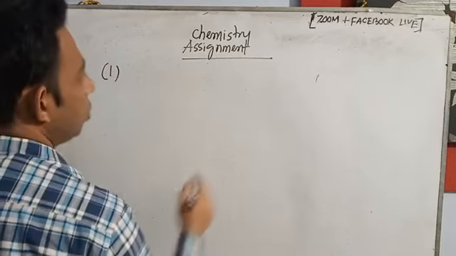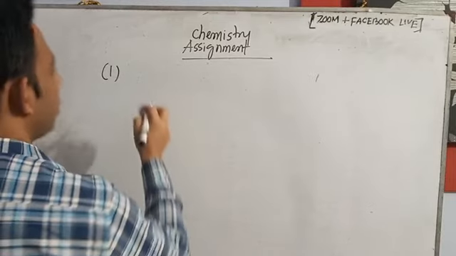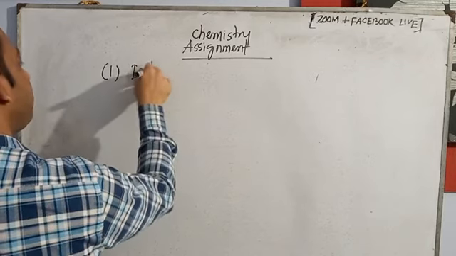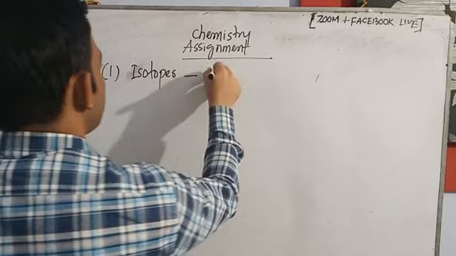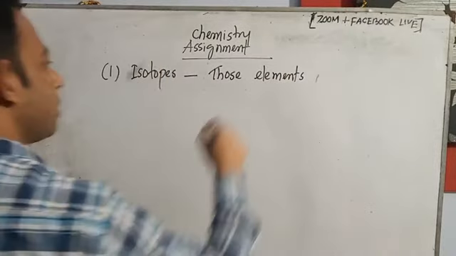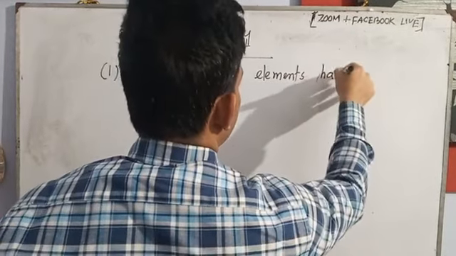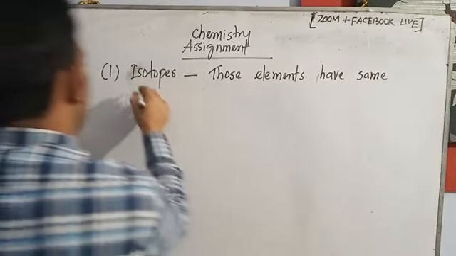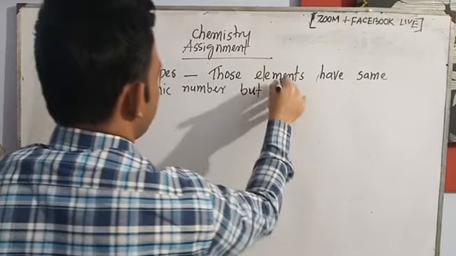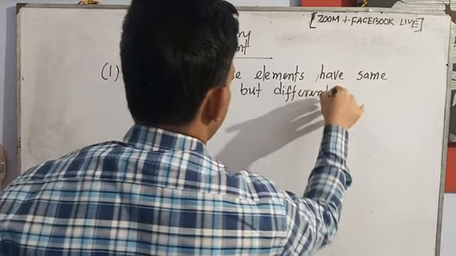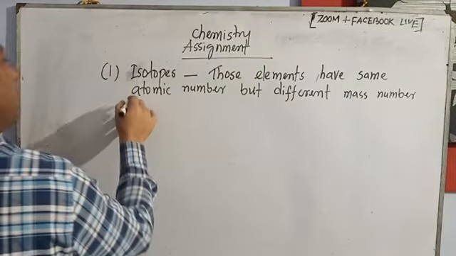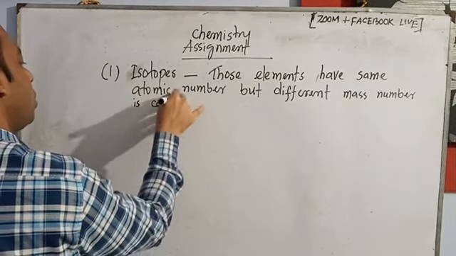Which way? At first we need to go through the definition of the isotope. What is the definition? At first you will go through the headline of isotopes. Those elements, simply we know about that, those elements have the same atomic number but different mass number. You can write about them, is called isotope.